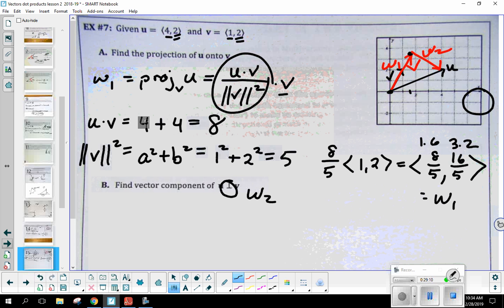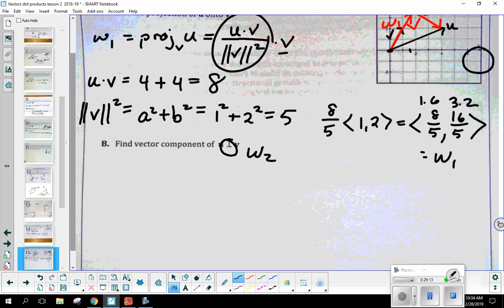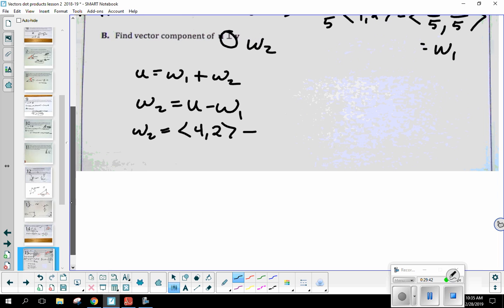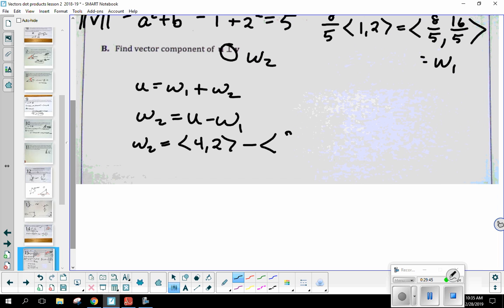Now, as far as finding it, that should be pretty easy. We know that U is equal to W1, the vector projection, plus W2, the perpendicular vector. So I could just say that W2 equals U minus W1. I just rearranged the formula. So what was U? Wasn't that 4, 2? And we're going to subtract W1, the vector projection that we just found to be 8/5 and 16/5. So we just have to do a little bit of algebra.